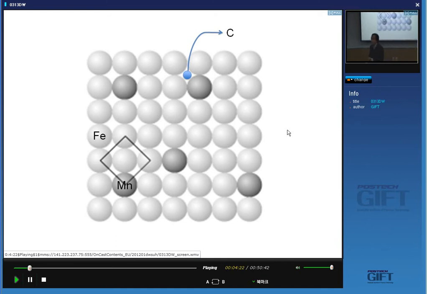When you mix the iron atom with manganese, silicon, or chromium, which have larger diameters, then this kind of solute atom cannot occupy the interstitial site, because the size of the available interstitial site is too small and the solute atom cannot be accommodated there. So they have to occupy the lattice site. In this case, we call this kind of solution a substitutional solid solution.